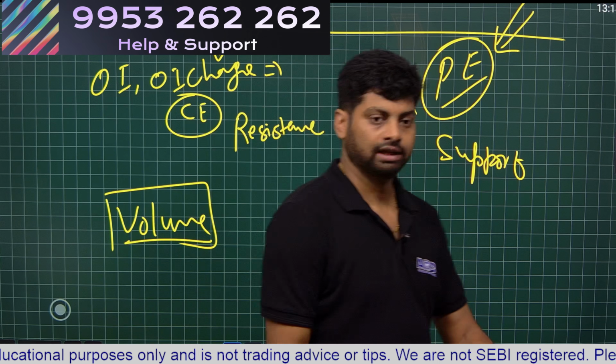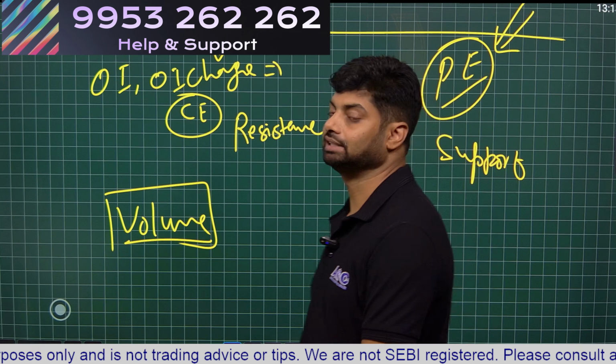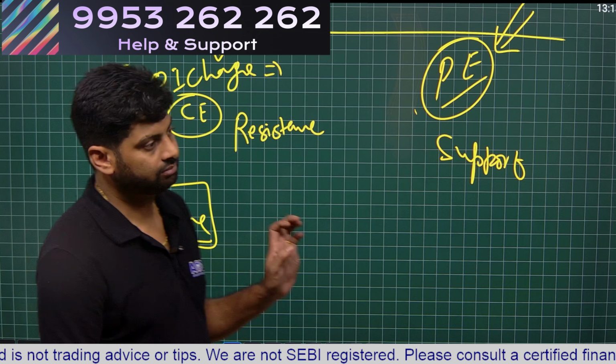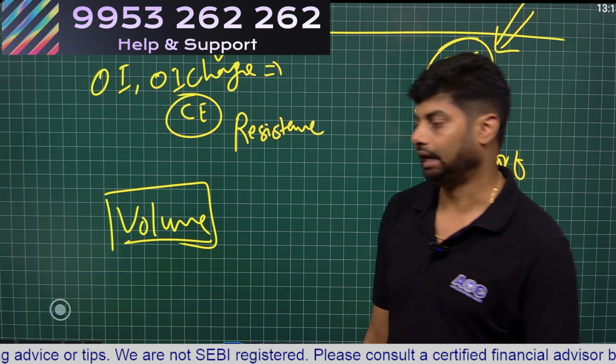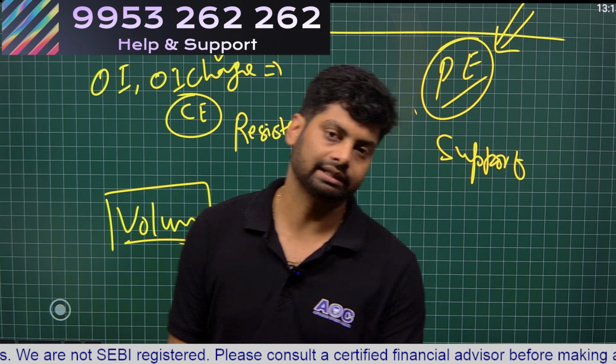Volume is the total number of transactions that has happened on a particular strike price. To understand volume, why it acts as a resistance for call and why it acts as a support for put option, we'll look at an example.